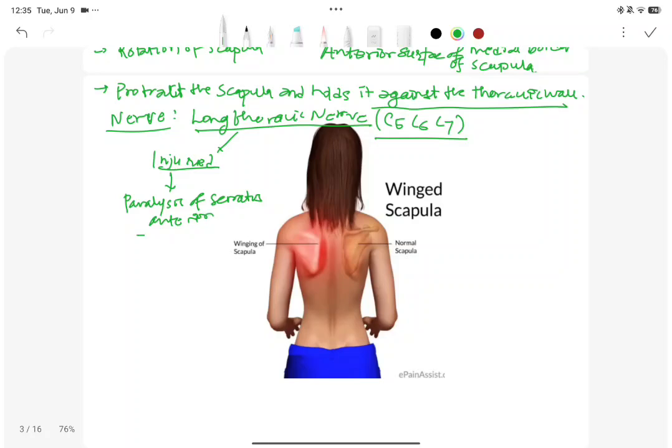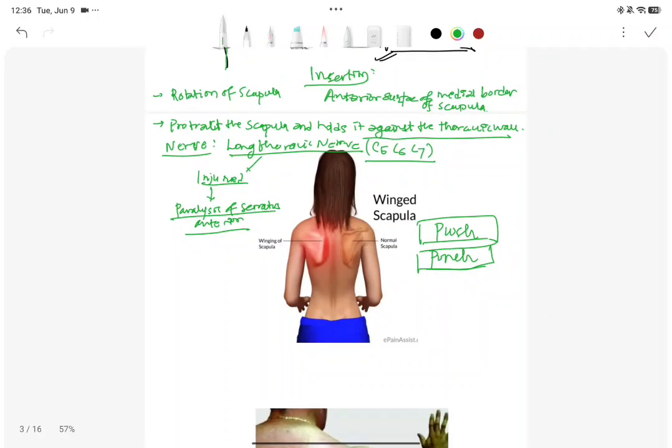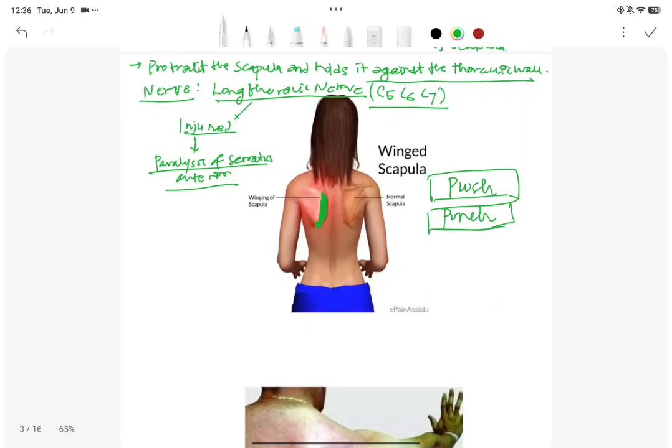After paralysis of the serratus anterior, if you push your hand against the wall or punch someone, your scapula will not be protracted and the medial border and the inferior angle are unduly prominent. It appears prominent. So this condition is known as the winging of scapula.